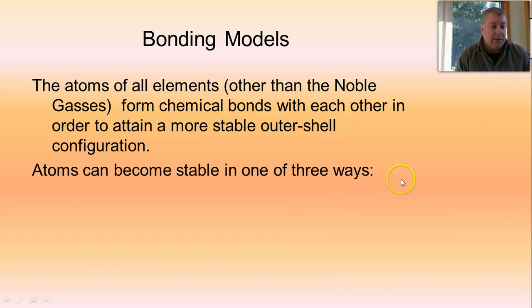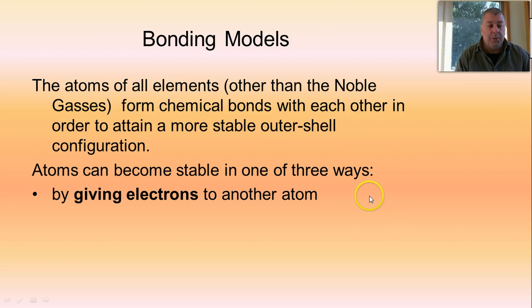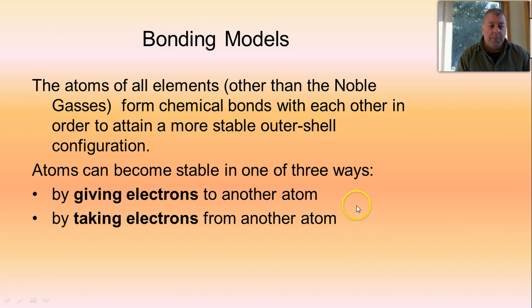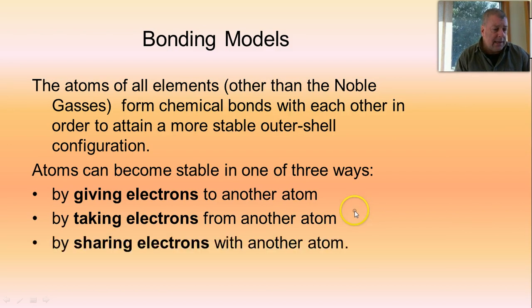Remember, we're right back at the beginning. They can do this by giving electrons to another atom. So what bonding model is that? By taking electrons from other atoms. What bonding model is that? And by sharing electrons with another atom. So what bonding model is that?